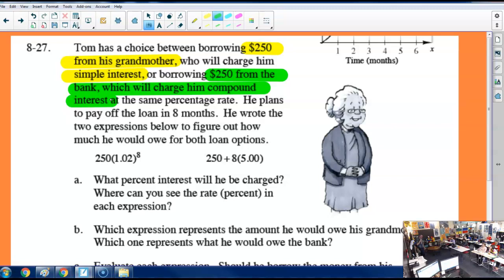So wait. I should have been using random cards. That normally helps you guys focus. Which expression there relates to which thing? Bear, what do you think? I think the bottom left one, the 250 times 1.02 to the 8th power, I think that would be compound, and the other one would be simple. Simple interest does not involve powers. Okay, so anything involving a power is going to be that compound interest.